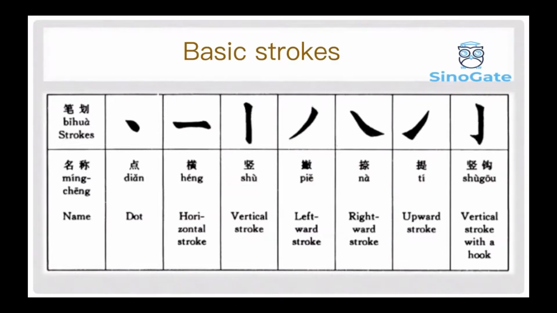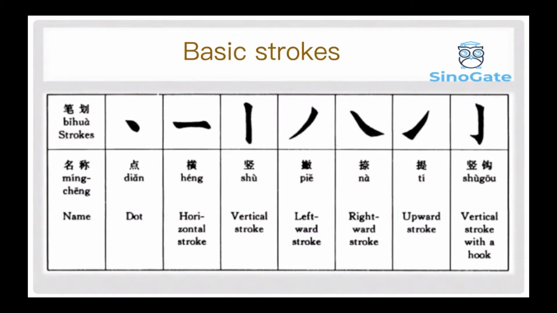提. It looks similar to the leftward stroke, but you know the direction is different. This one going up. 提. Last one, 竖, but at the end of it there's a hook. The 钩 means a hook, so this one, 竖钩. Try to write down those strokes on paper and get familiar with them, because we are going to have a lot of practice based on this.